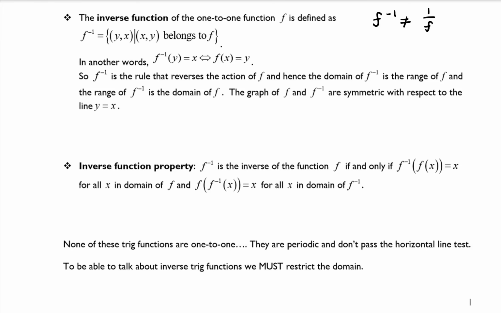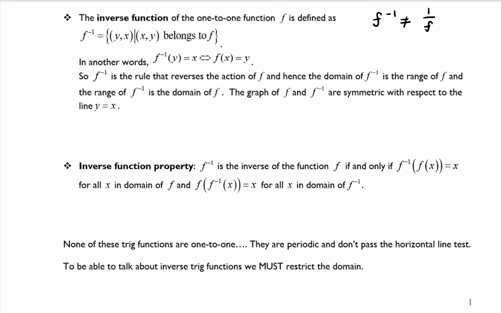So f inverse is equal to the set of coordinates (y, x) such that (x, y) belongs to f. In other words, f inverse of y is equal to x if and only if f of x is equal to y. So f inverse is the rule that reverses the action of f, and hence the domain of f inverse is the range of f, and the range of f inverse is the domain of f. The graphs of f and f inverse are symmetric with respect to the line y equals x.